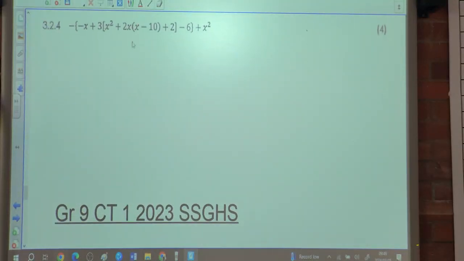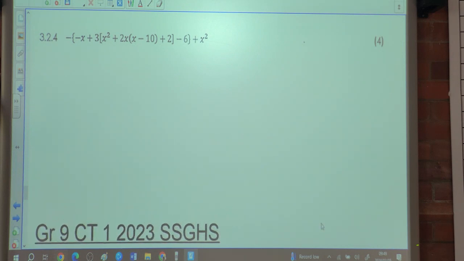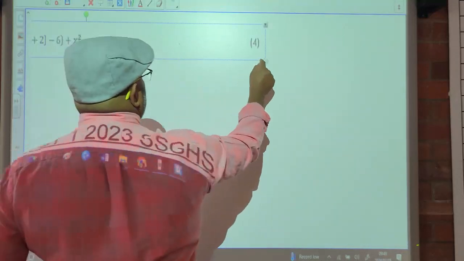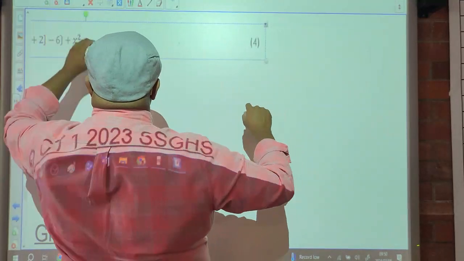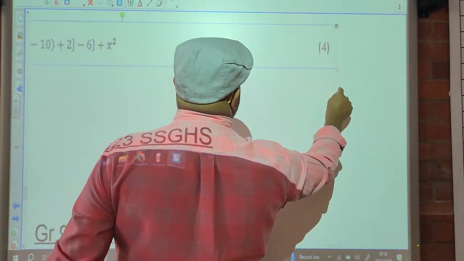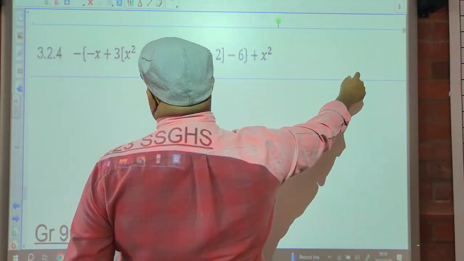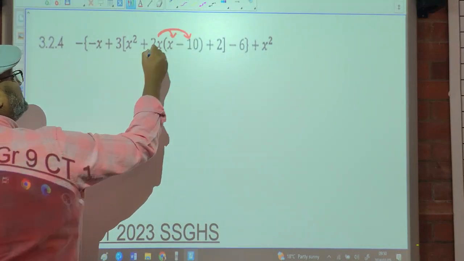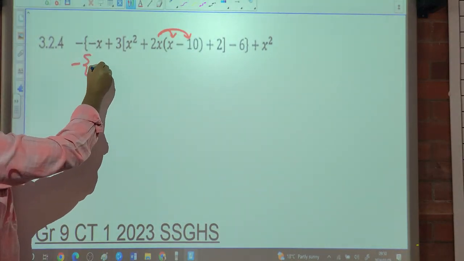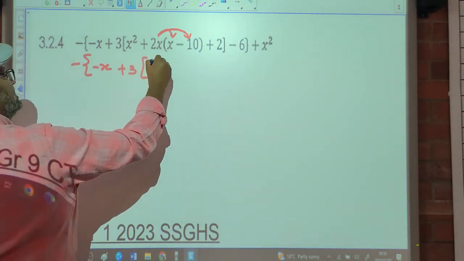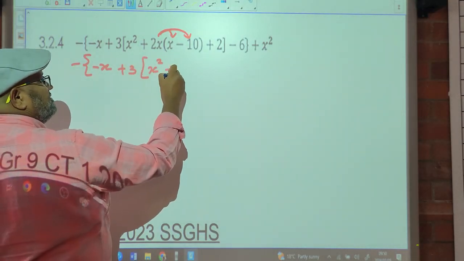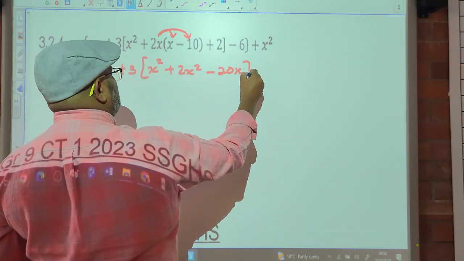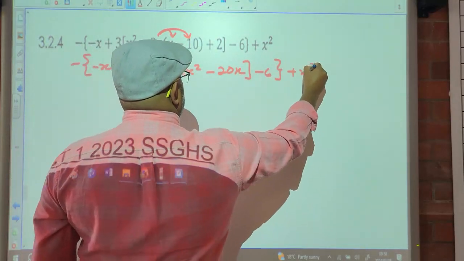Next one. What needs to be done first here? The most inner bracket. Okay. So we're going to get rid of this by multiplying out the curved bracket. So let's go and multiply that in. That will be negative, squiggly bracket, negative x plus 3, log x squared. Now 2x multiplied by x is positive 2x squared. 2x multiplied by negative 10, negative 20x, log minus 6, squiggly plus x squared.